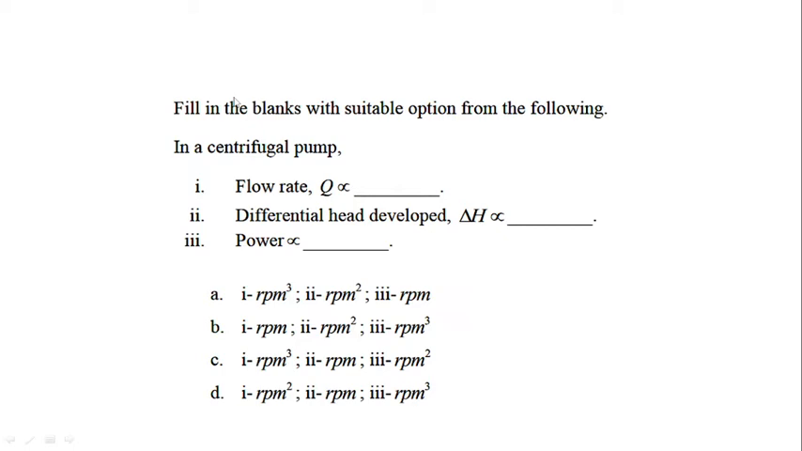So let us see. Consider the case where a pump is used for delivering a fluid from tank 1. This is tank 1. This is tank 2. Here the pressure in tank 1 is P1, the pressure in tank 2 is P2, and the difference in level is given by delta Z.